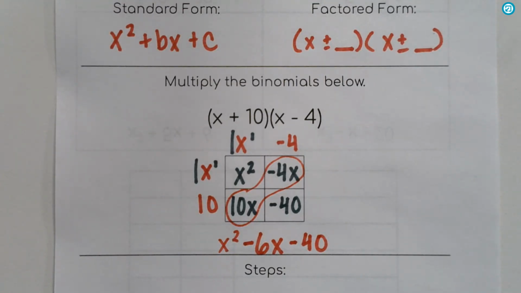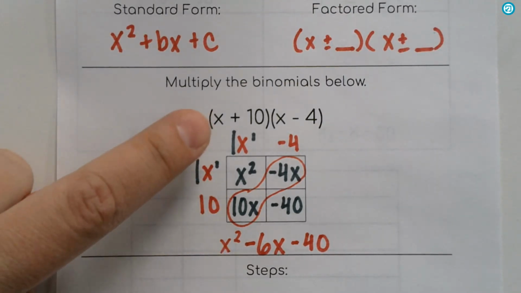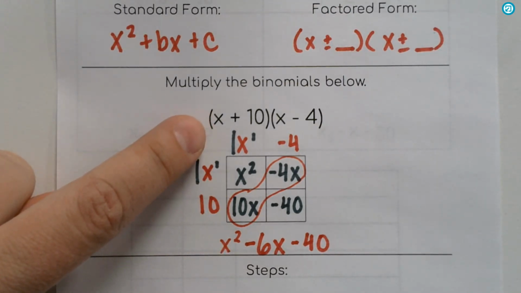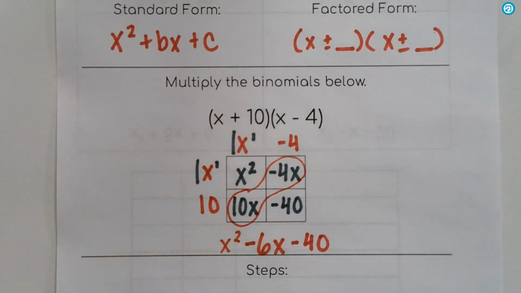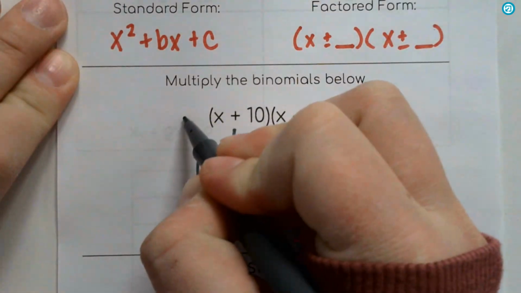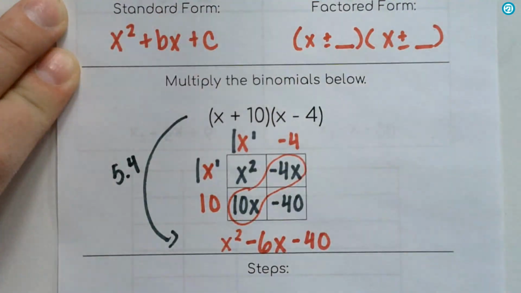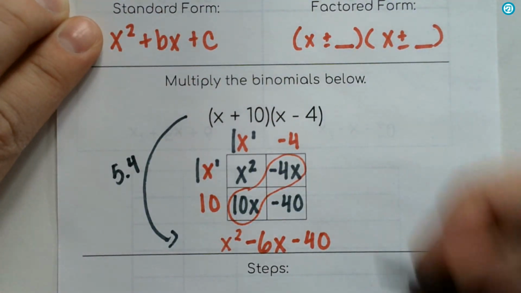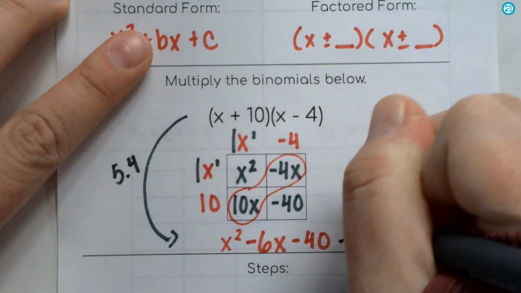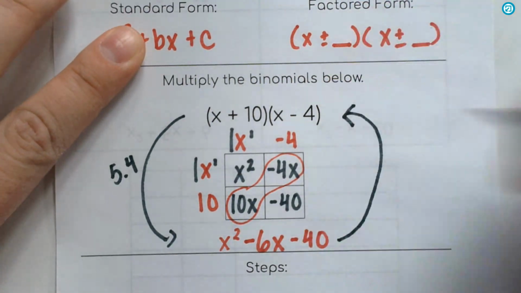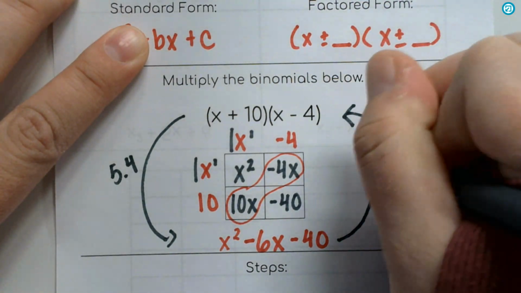So, that is the opposite of what we are doing today. We are going to give you x squared minus 6x minus 40. You are going to be responsible to get it back to x plus 10 times x minus 4. So going this direction, going from here to here, what we just did, that's what we did in 5.4. Today what we're going to do is we're going to take a problem that looks like this, bring it back to look like this. That's what we're doing in 5.6.